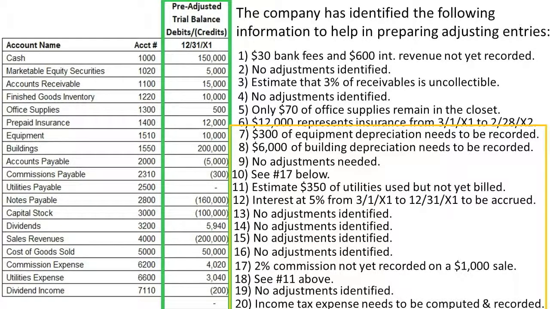By completing parts A and B, you will know how to analyze the information related to adjusting entries, record those adjusting entries, post them into the ledger, and prepare the adjusted trial balance. Good luck on this Part A quiz.